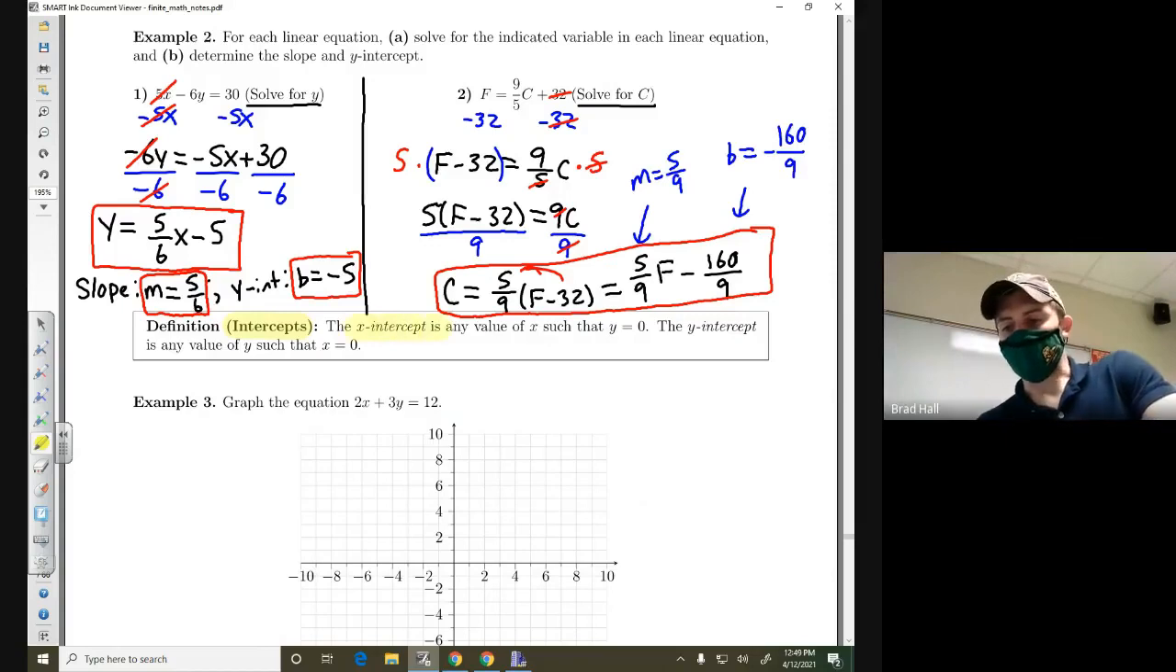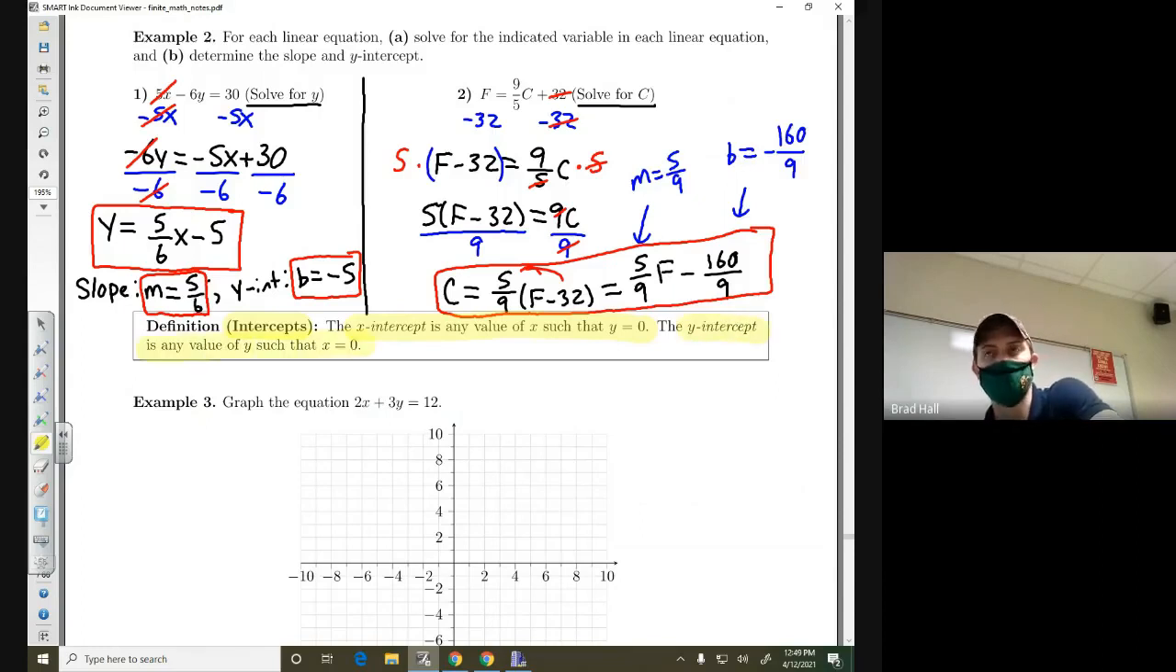The x-intercept is any value whenever y is equal to 0. Notice it's opposite in a sense. You find an x-intercept when you set y equal to 0. You find a y-intercept when you set x equal to 0. So it's the opposites, and you'll see me do it a few times throughout this section here.